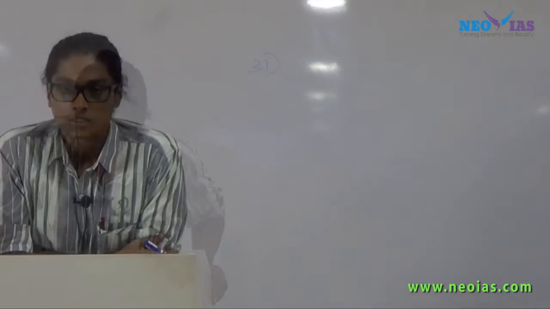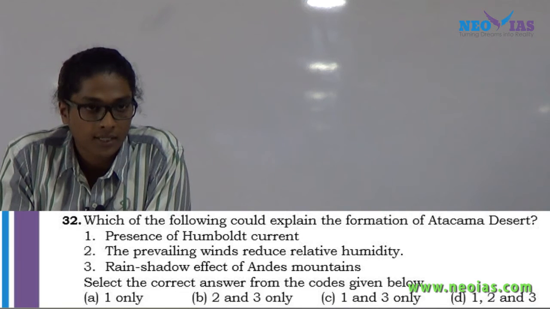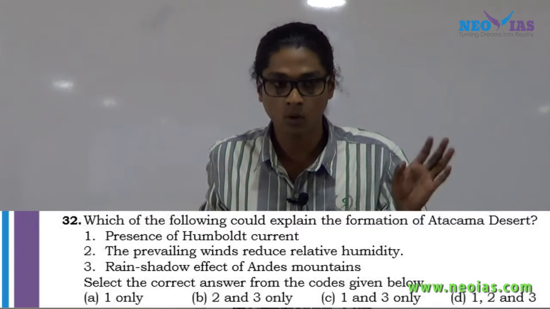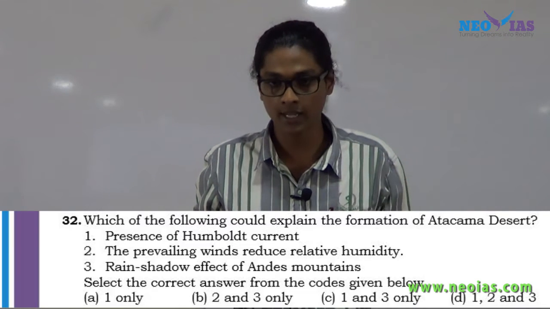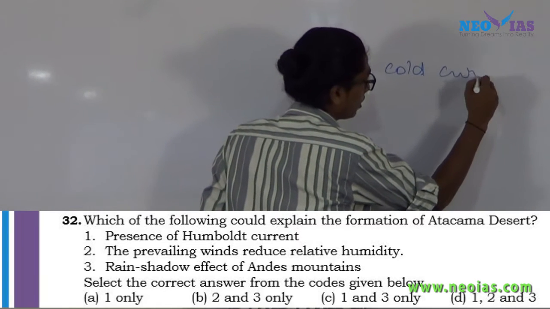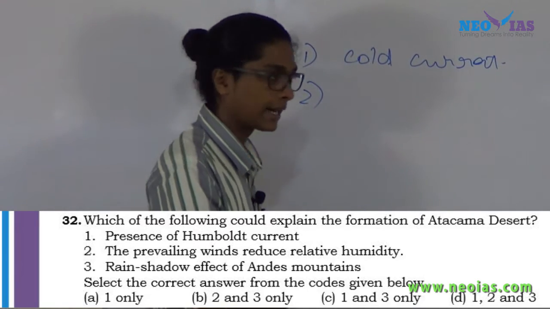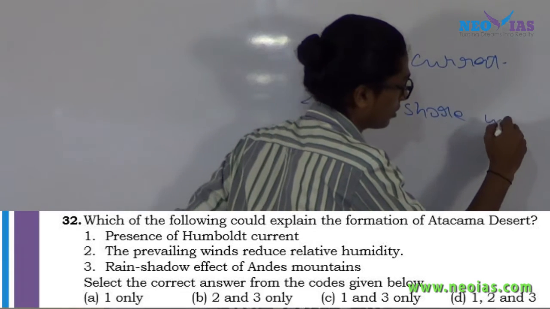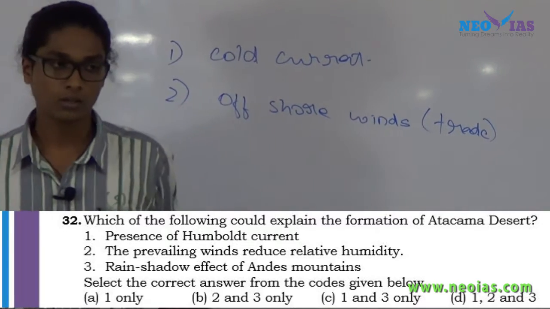Okay. The 32nd question. Which of the following could explain the formation of Atacama Desert? Okay. See, the tropical or subtropical deserts are always seen on the western margin of the continents. Okay, I have already discussed why. The reasons being, one, cold current will reduce the precipitation, or it will favor the dry conditions, and offshore winds, or you can say here we are having trade winds. Now other reasons are also there.